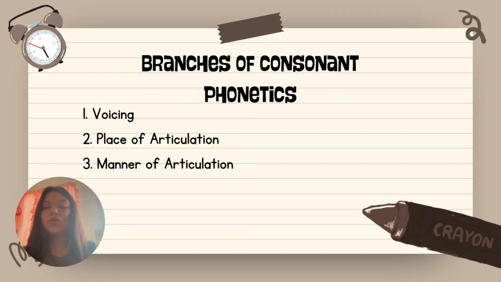When it comes to using consonants and describing their characteristics, there are three branches used to describe the modification made to the airflow when producing sounds. These three branches are 1. Voicing, 2. Place of articulation, and 3. Manner of articulation.